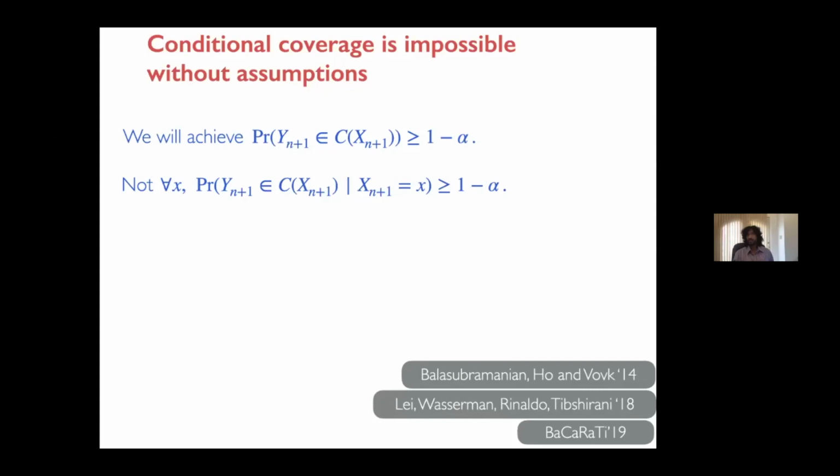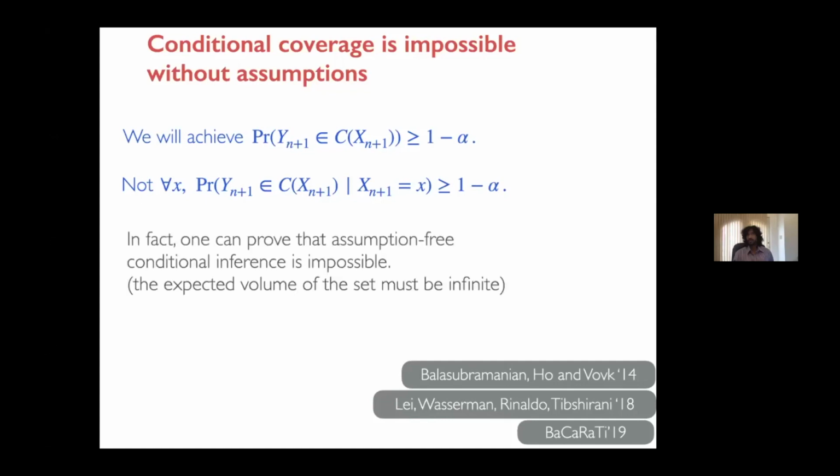What we will achieve is the first line: the probability that y_{n+1} is in C is at least 1 minus alpha. What we are not going to achieve is that for all x, the probability that y_{n+1} is in C of x_{n+1}, conditional on x_{n+1} equal to little x, is at least 1 minus alpha. The second is called conditional coverage. Several authors, including Vovk and others, and more recently Lei, Wasserman, Rinaldo, and Tibshirani, formalized this: you can prove that assumption-free conditional inference is impossible, which means if the second statement is true, then the expected volume of that set must be infinite.